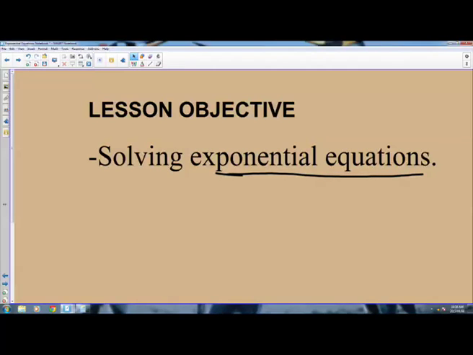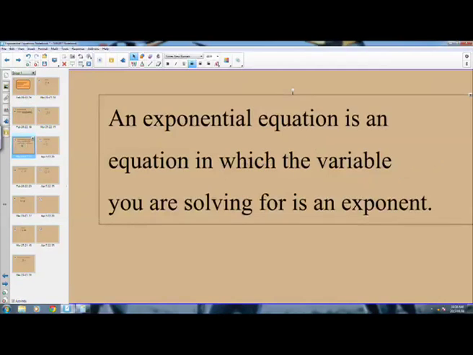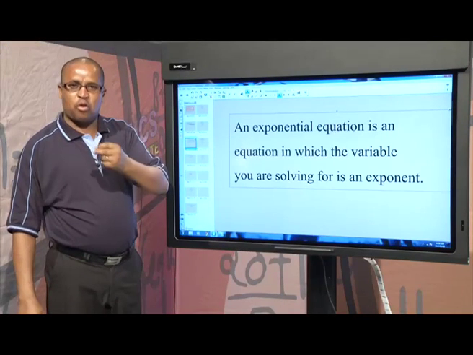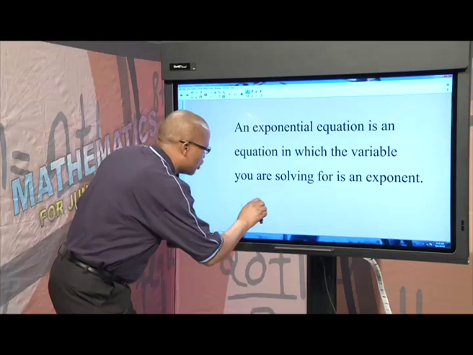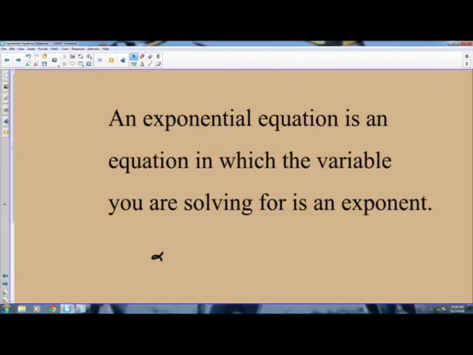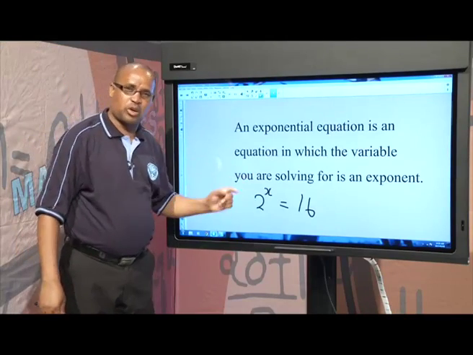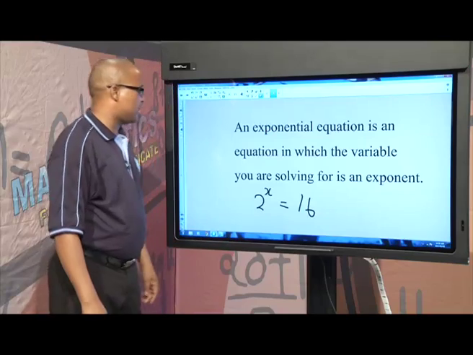But before this, what is an exponential equation? An exponential equation is an equation in which the variable you are solving for is an exponent. For example, if you have 2 to the power x equals 16, this is an exponential equation because the variable you are solving for is an exponent, a power. So you are solving for the exponent, in this case x.